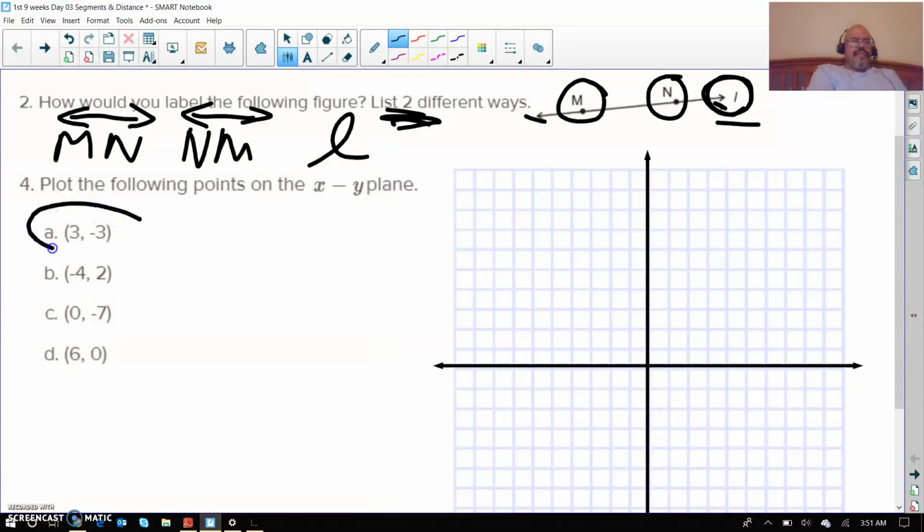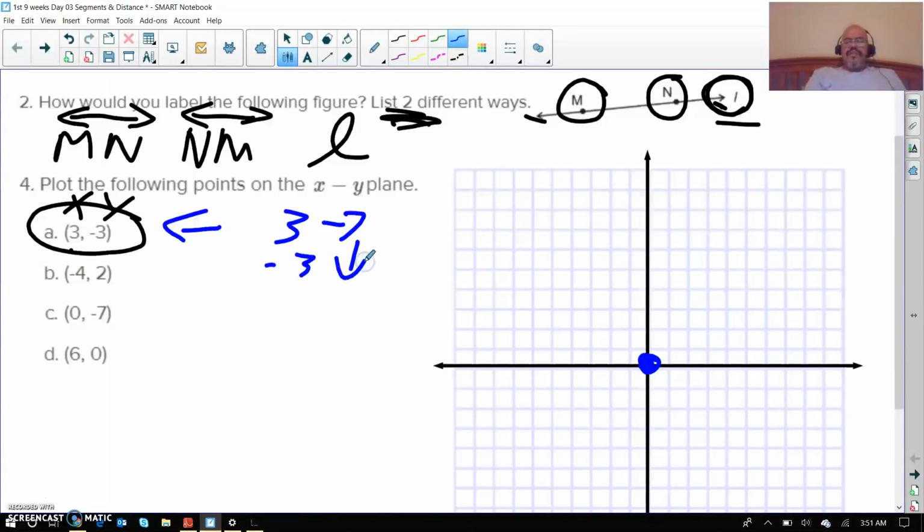Next is plotting points. Remember that the first number controls horizontal movement. The second number controls vertical movement. So we start here at the origin, or 0, 0. The 3 is positive, so we take that 3 units to the right. Then negative 3 stands for 3 units down. So we go right 3 units, then down 3 units, and this is our point. Then you can just follow that with the rest of this. Make sure you understand how to use that in the warm-up.